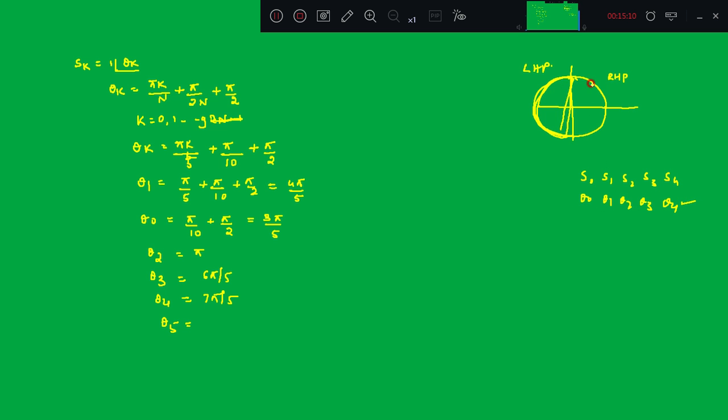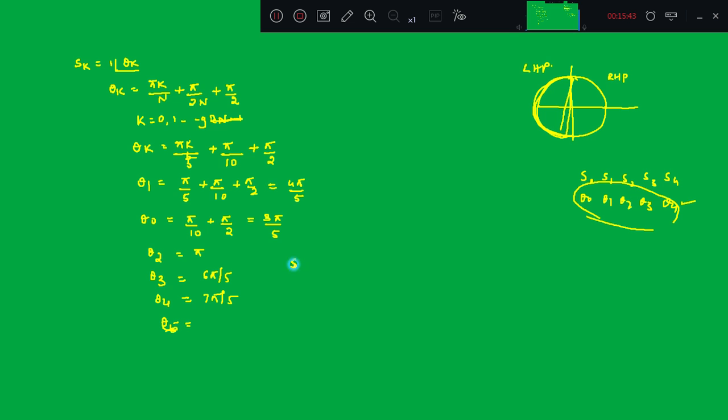So if you are interested in only these 5 poles, you calculate only these phase angles. Don't waste your time calculating the remaining phase values, theta 5 up to theta 9. That's why I will calculate only up to theta 4. If you want, you can calculate the remaining also, but just to save time I am telling you to calculate only theta 0 to theta 4.